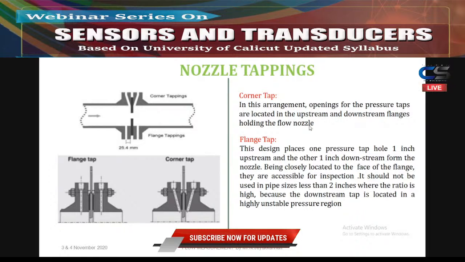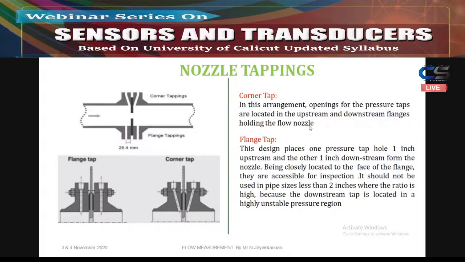Likewise, we have some nozzles. The nozzles also have some ranges: 50 percent, 75 percent, and 100 percent. Whenever you want to control the flow of the liquid, you can use nozzles also. Those nozzles are always called flapper nozzle systems. So the next thing is according to the corner tap and flange tap.